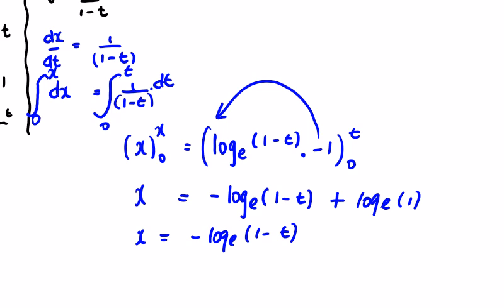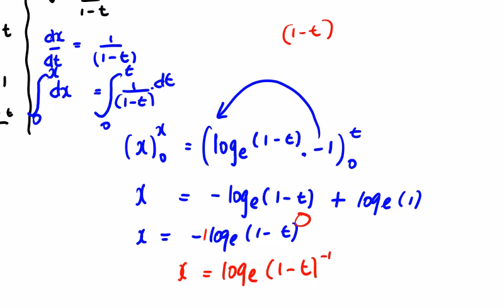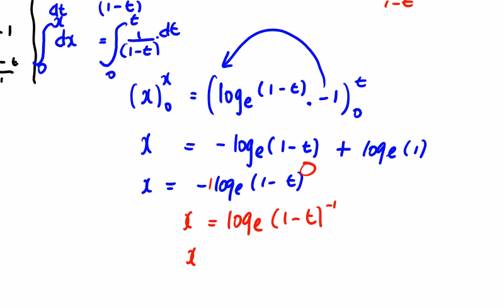If we wanted to tidy that up a little bit, we could say there's a minus 1 here, and we know the power can go up here. So x will be equal to log to the base e of (1 minus t) to the power of minus 1, and (1 minus t) to the power of minus 1 is equal to 1 over 1 minus t. So it's probably a little bit tidier than having the minus in. We can write that as log to the base e of 1 over 1 minus t.